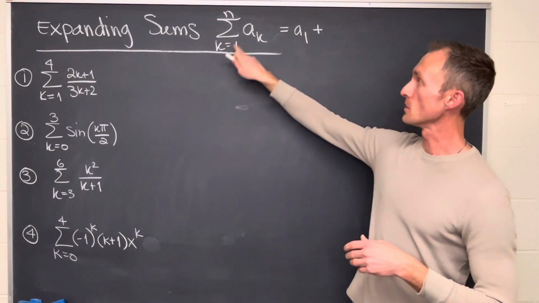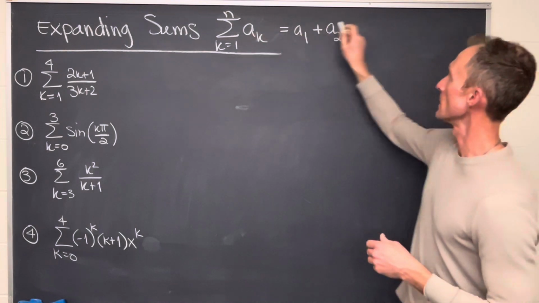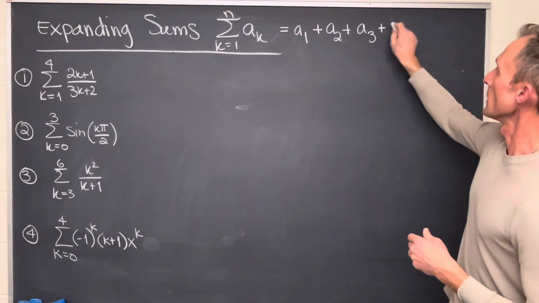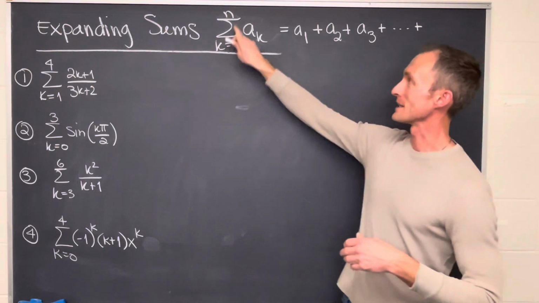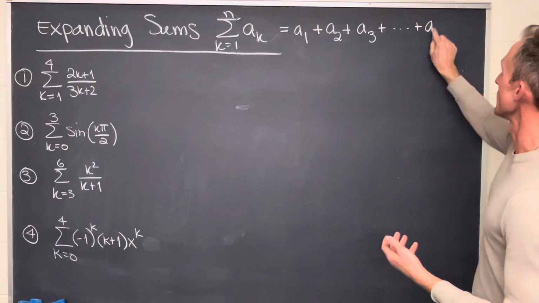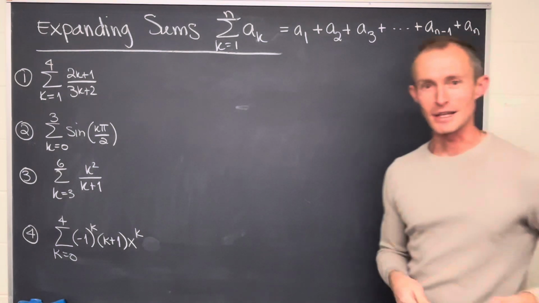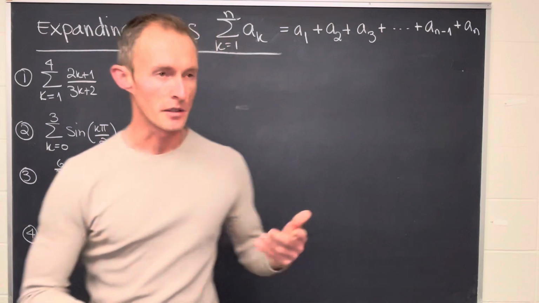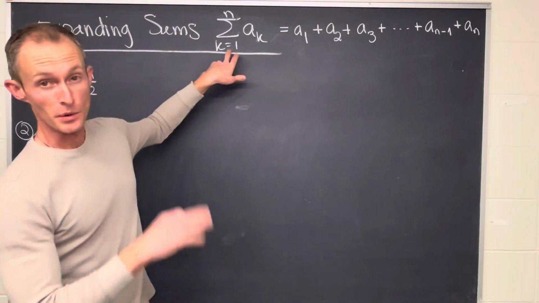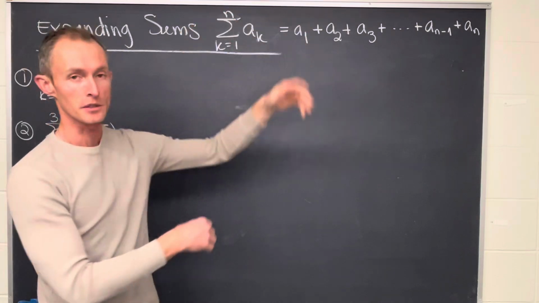When k equals 2, I get a2. When k equals 3, I get a3. All the way up to my second to last term, which is n minus 1, and my last term, which is n. So my second to last is a(n-1), and my last term is a(n). The moral being: start with k equals 1, plug it in, figure out what that term is, and then add the rest of the terms all the way out.